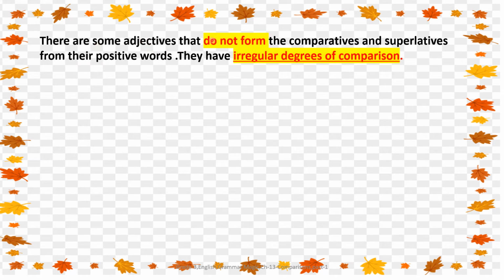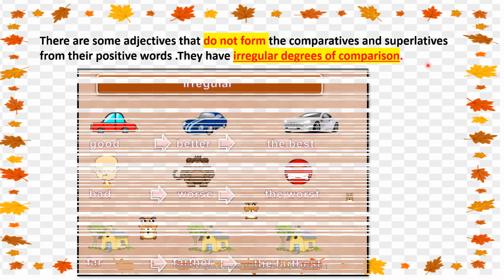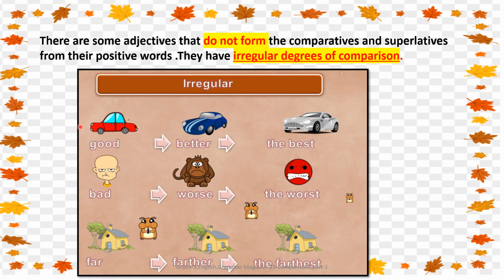There are some adjectives that do not form the comparatives and superlatives from their positive words. They have irregular degrees of comparison. So children, what is irregular degree of comparison? Let's see. For example, good. Here good is positive, or we can say adjective. This one is comparative degree. When we compare, we use er at the end of the word, and for superlative degree, we use est at the end of the word.